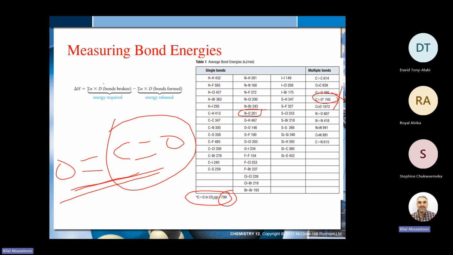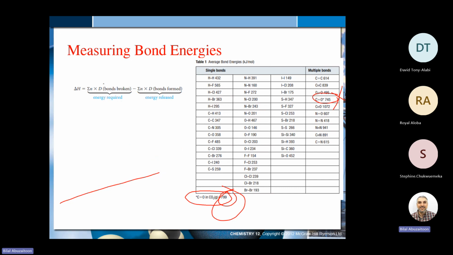Okay? Please keep this in mind. When the reaction has CO2 and you have this bond, C double bond O, from CO2, you should use 799. If C double bond O is in any other compound that has C double bond O, you can use 745. Okay? Yes, this is a very important point. Many students actually make mistakes in this point.